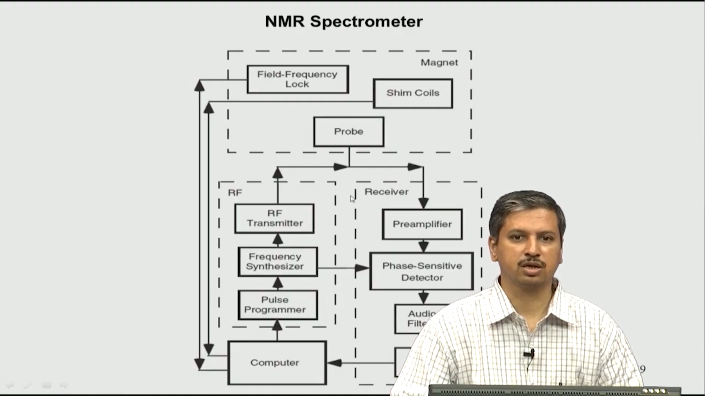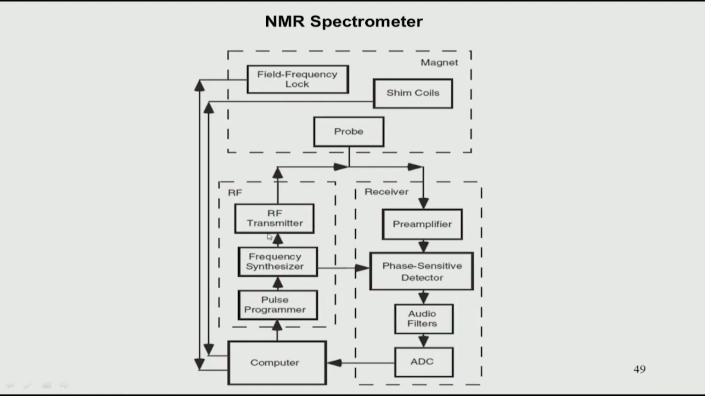This is the schematic of the console which I mentioned, which contains the hardware, the electronics part. You can see there are different components. We will not be able to go into detail for each and every component, but the major three things we will look at today are what is called a lock system, the shim coils, and a probe. So, let us look at a probe first.